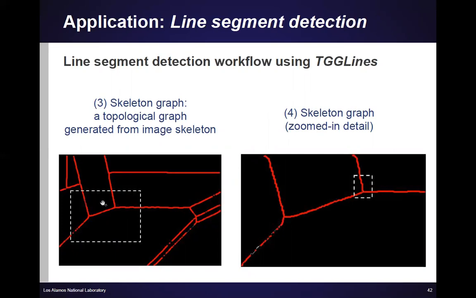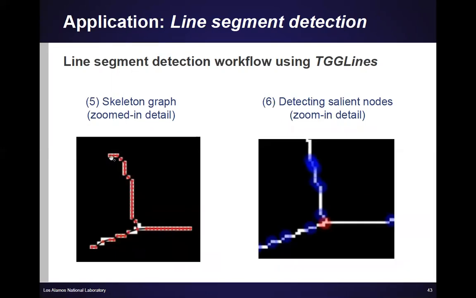Let's see some zoomed-in detail of the skeleton graph. We can see for each pixel in the skeleton, we use one node to represent it. If 2 pixels in the image skeleton are connected, we use a line to connect them. After we get the skeleton graph, we detect salient points from it. If one pixel has 3 neighbors, we call it a junction node.